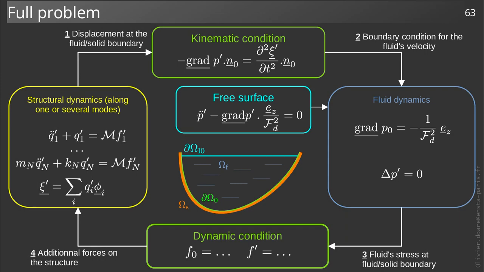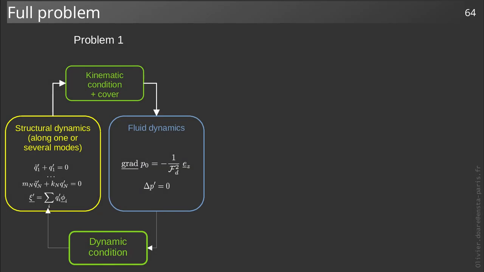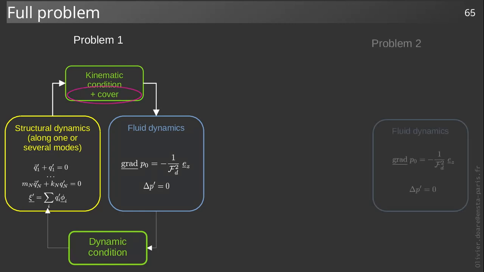I propose to summarize our modeling approach. We are trying to solve the following complete problem, which is not simple to analyze as it is. We have therefore decomposed it into two sub-problems. The first one is schematized here. It is a kind of structure oscillation problem with a cover preventing the deformation of the surface, but that can translate to satisfy incompressibility of the fluid.